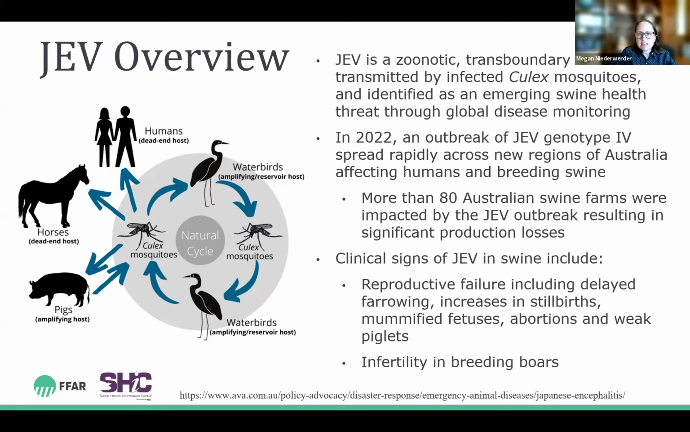It was identified as an emerging swine health threat through the global disease monitoring programs that the Swine Health Information Center has in place. In 2022, an outbreak of JEV genotype 4 spread rapidly to new areas and regions in Australia, impacting more than 80 Australian piggeries and causing significant production losses, including reproductive failure in sow farms, such as delayed farrowing, increased numbers of stillbirths, mummified fetuses, abortions, and weak piglets that had shaker syndrome. Additionally, it causes infertility in breeding boars.